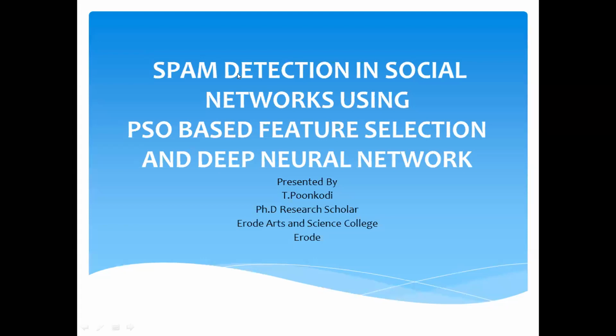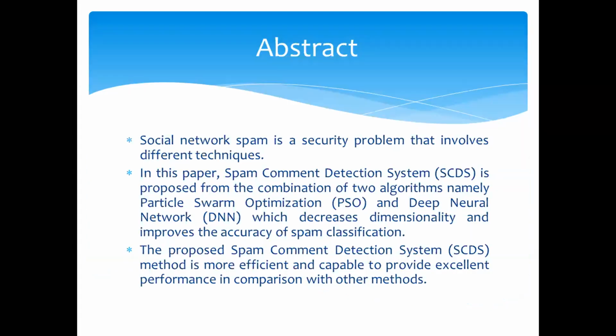My topic is spam detection in social networks using PSO-based feature selection and deep neural network. Social network spam is a security problem that involves different techniques. Social networking sites such as Twitter, Facebook, and some other enterprises of online networks have become extremely popular in the last few years. In this paper, a spam comment detection system is proposed from the combination of two algorithms, particle swarm optimization and deep neural networks.